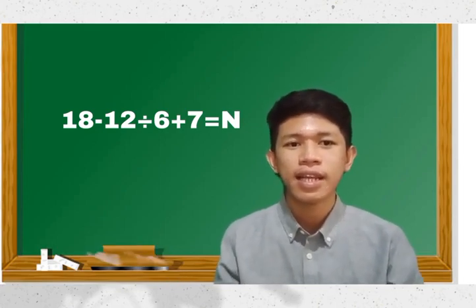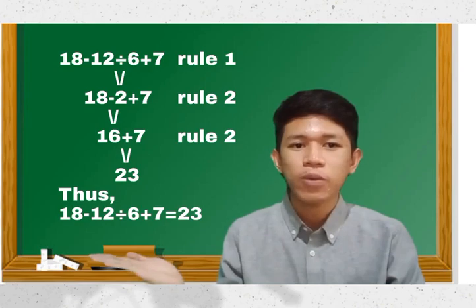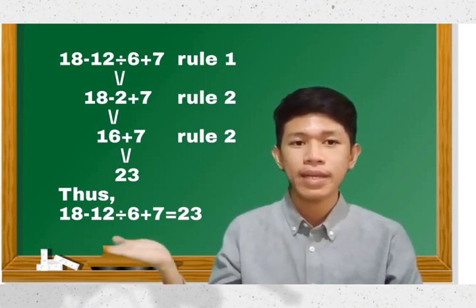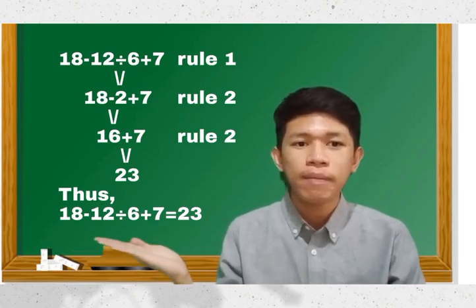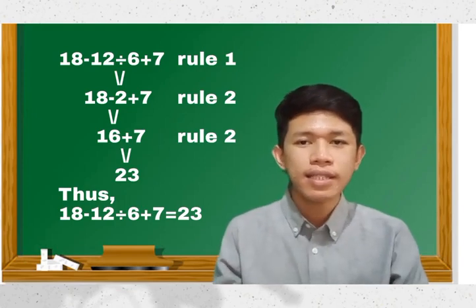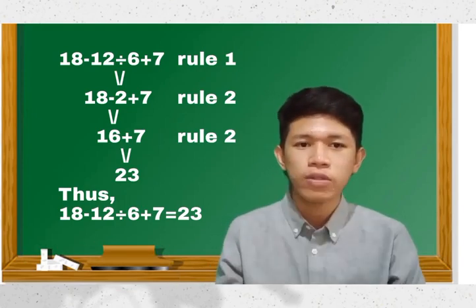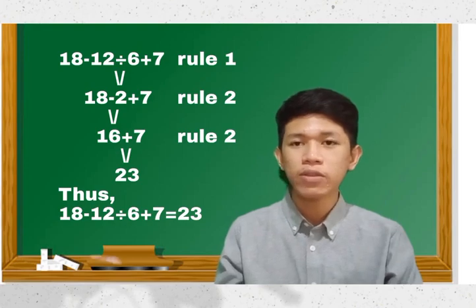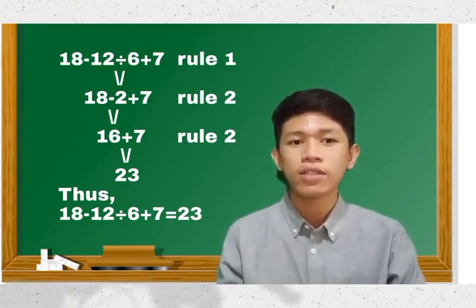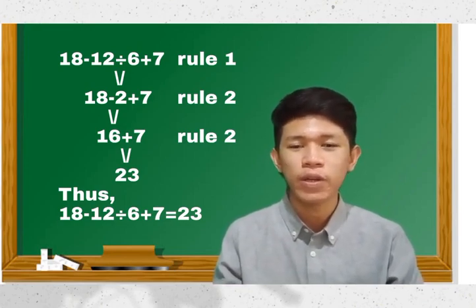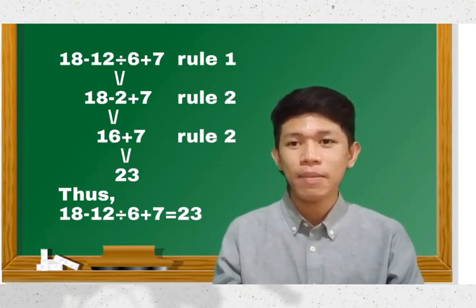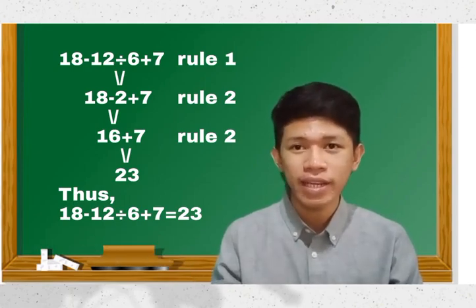So it is just like this. 18 minus 12 divided by 6 plus 7. So first we have to divide 12 divided by 6. So we have 18 minus 2 plus 7. Second is, let's subtract 18 minus 2. So 18 minus 2 is equals 16. So 16 plus 7 is equals to 23. Very good. Thus, 18 minus 12 divided by 6 plus 7 is equals to 23.